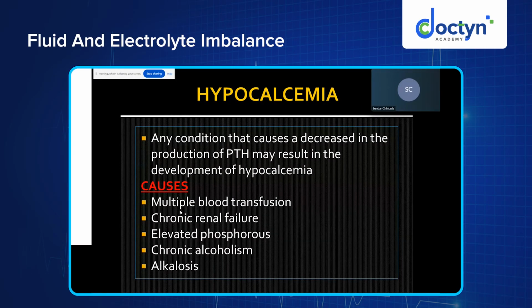Hypocalcemia. Any condition that causes decreased production of parathormone, that is PTH, may result in the development of hypocalcemia. So what can be the causes of hypocalcemia? Multiple blood transfusions, chronic renal failure. Because of CRF or CKD, the calcium levels are lost from the body. Elevated phosphorus count in the body. A patient who is a chronic alcoholic, because of which the calcium is not properly absorbed in the body, and metabolic alkalosis, where the calcium levels can be on the decreased side.